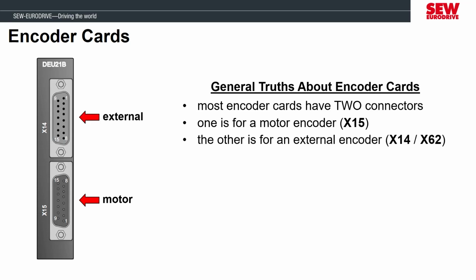The top connector, which will be labeled X14 or X62 depending on the model you have, is for any external encoder that's not the motor encoder. This is commonly used when machines have secondary encoders, such as a rope encoder or a barcode reader, to determine its physical location. The interfaces that are supported will vary card to card, and there are a few different selections to choose from.